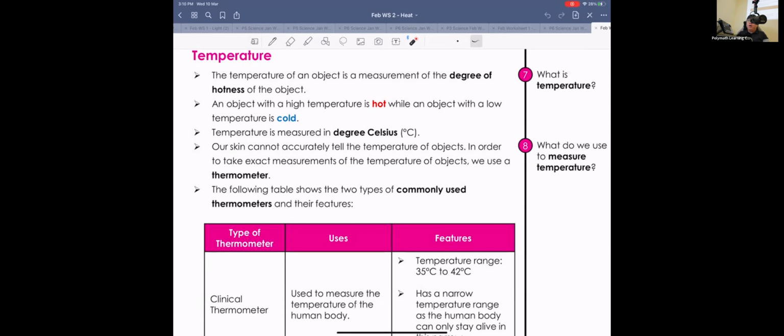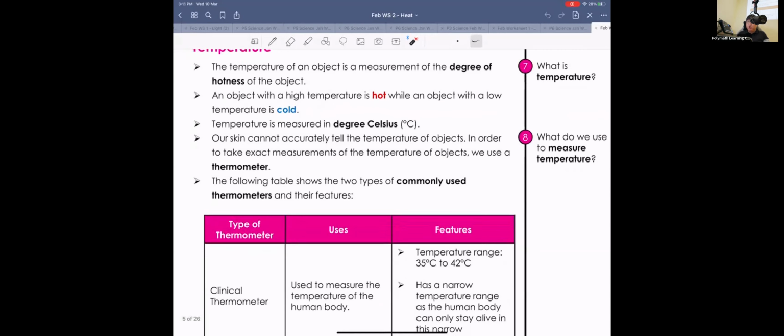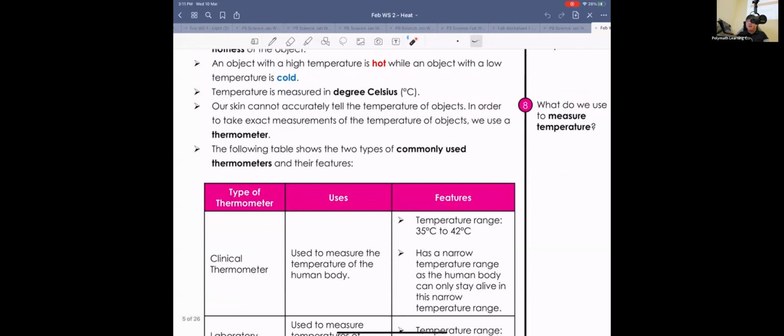If a temperature is too high, you can't get into the shopping mall, because temperature is used to measure how hot you are. If your temperature is above 37.5 degrees Celsius, it is above the normal human temperature, so you're considered to have a fever, and therefore you're not allowed to go into the shopping mall.